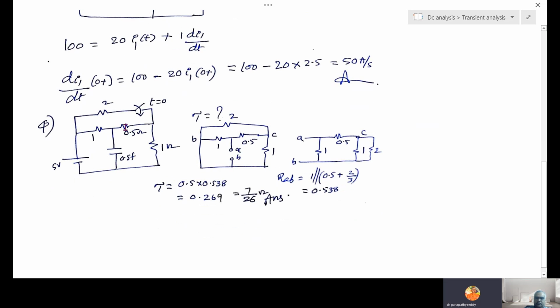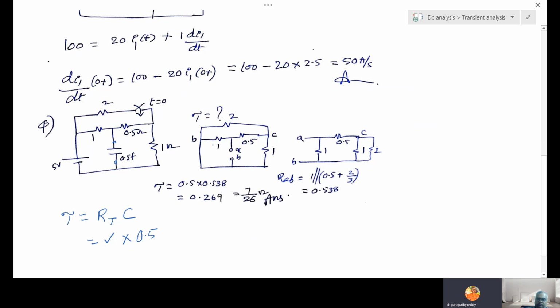This one is a little bit tricky. It is asking for tau, of course after the switch is closed. What is the tau formula when a single capacitor and multiple resistors are there? Tau is equal to R equivalent into C. What is the C value given? 0.5. But you have to find this R equivalent. How to find R equivalent? R equivalent looking from the capacitor, and what we should do is short circuit the voltage source.